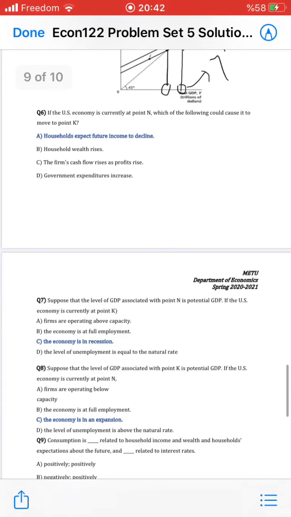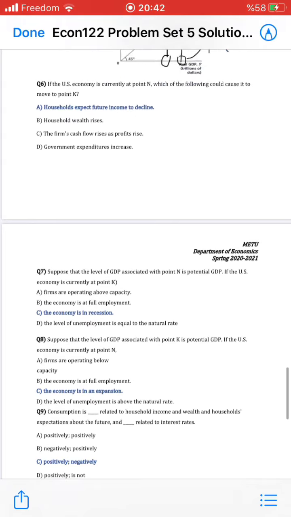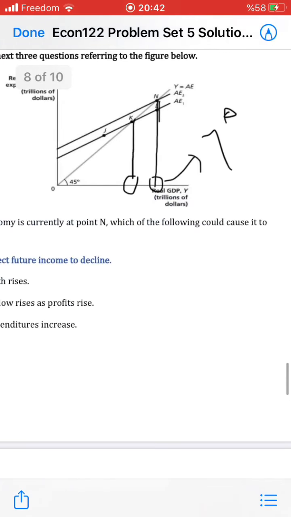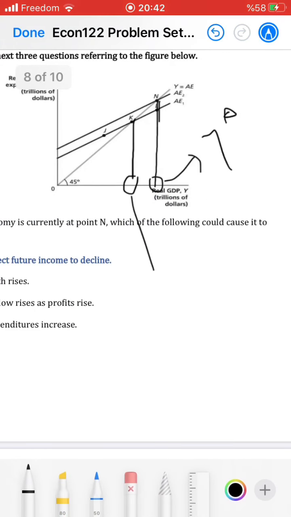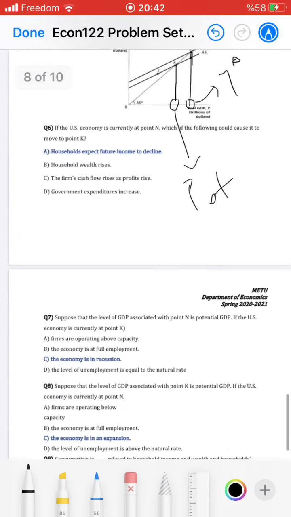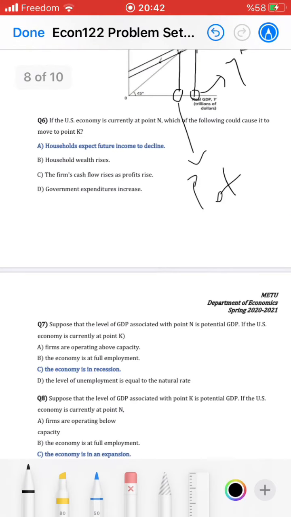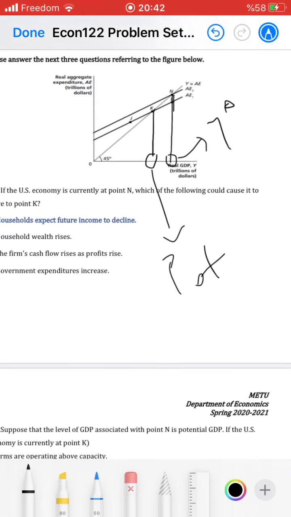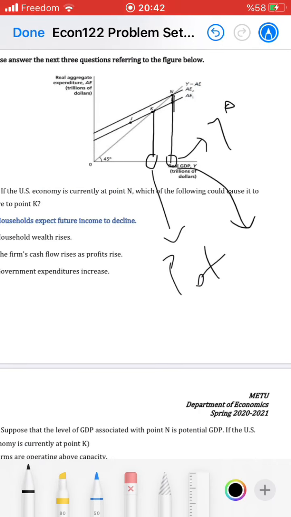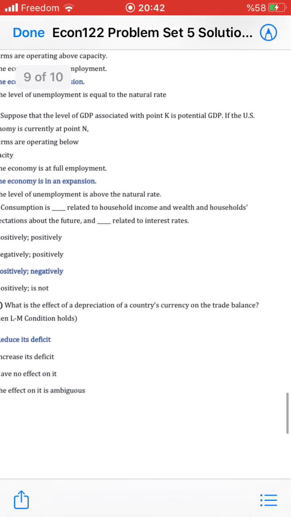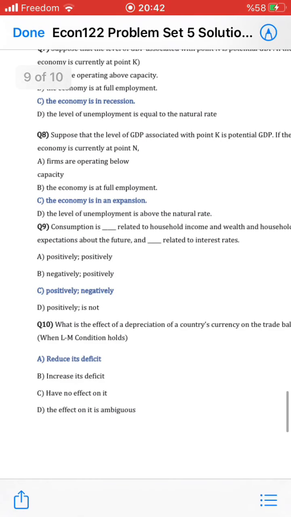Again, in question 8, suppose that the level of GDP associated with the point K is potential GDP. Now K is potential GDP. This is potential. And it says that if the US economy is currently at point N, we are producing above our potential, that means that the economy is in a boom or expansion. So the answer is C.